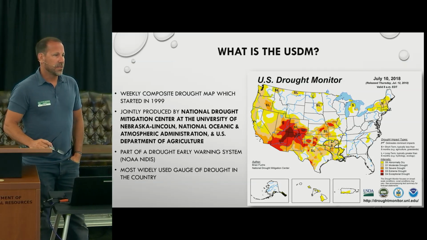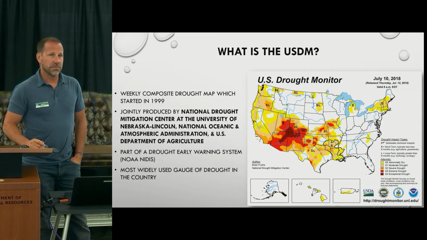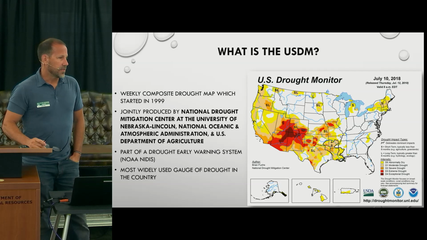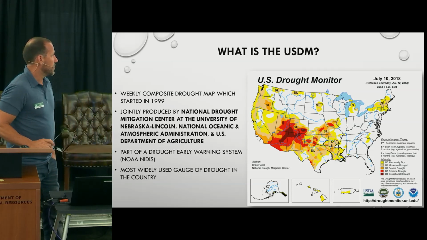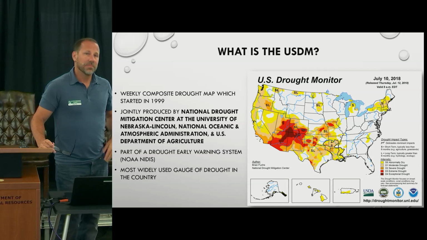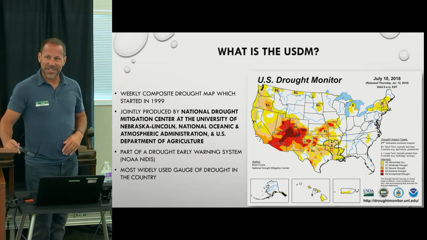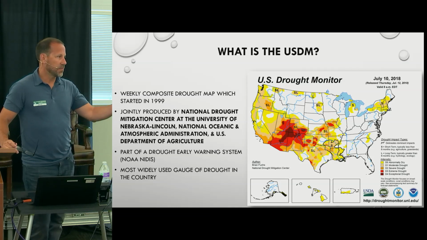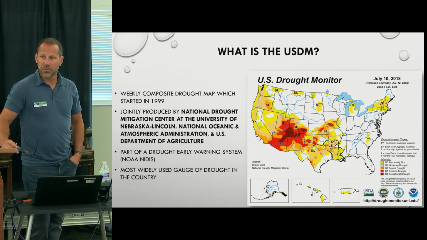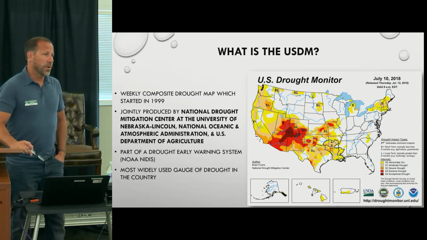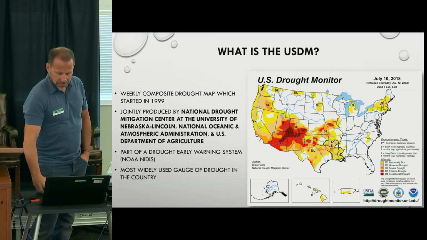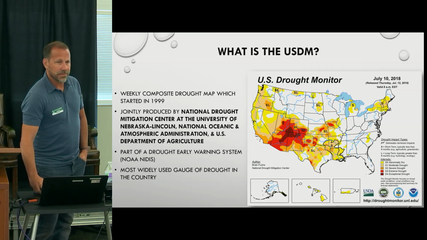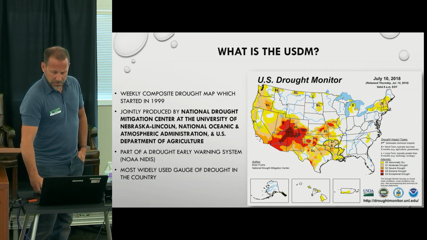So the US Drought Monitor is a composite map of drought that started in 1999, and it's a joint product by the USDA, NOAA, and the National Drought Mitigation Center, where Cody is from. It's part of an early drought warning system through NIDIS, which Elizabeth is affiliated with, and you'll hear more about that. And it's also the most widely used gauge of drought in the country. You see it on the news, and it's kind of all over the place in newspapers.